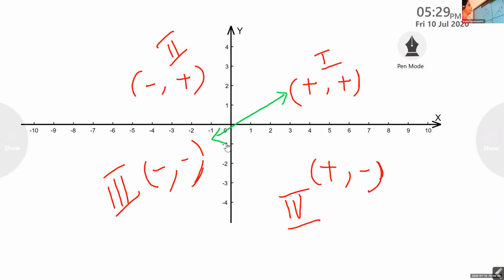Okay, first quadrant both are positive. Plus. Isn't it? Yes, ma'am. Plus. Now look at second and fourth. What is the connection? Second it is? Negative and positive. And what about fourth? Both are different. One is, second is negative and positive, and fourth is plus minus. Both are opposite, right?